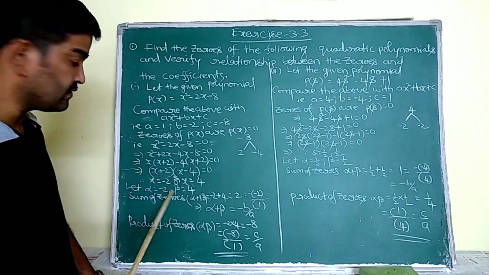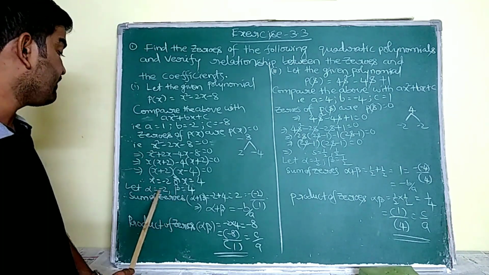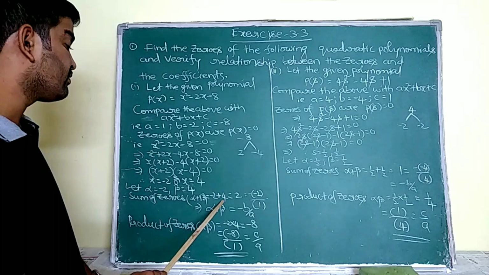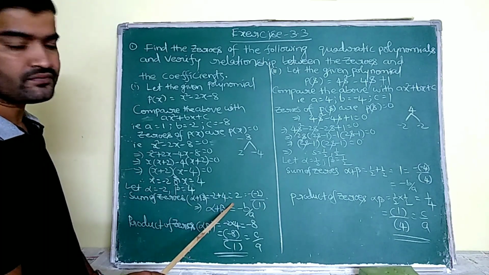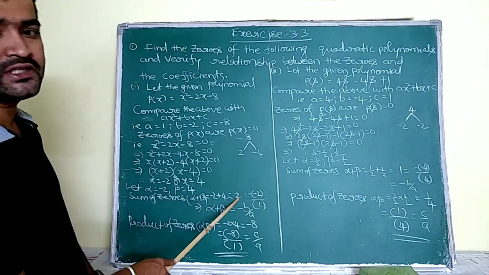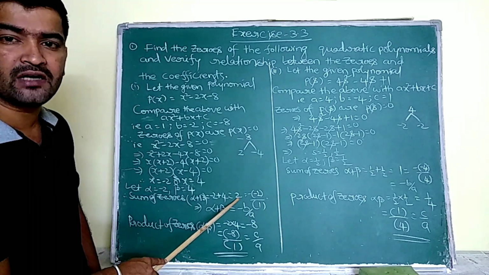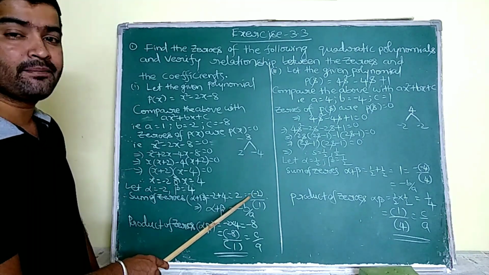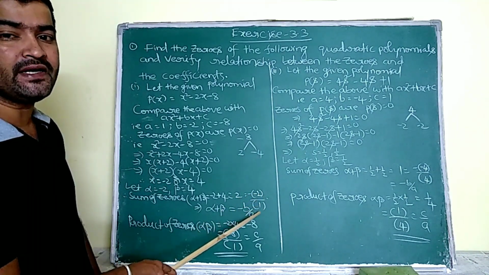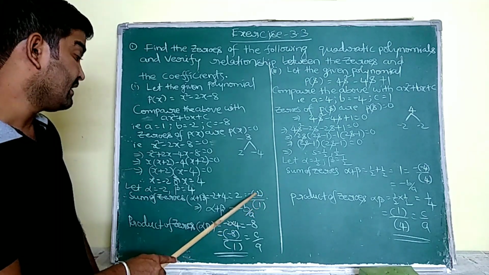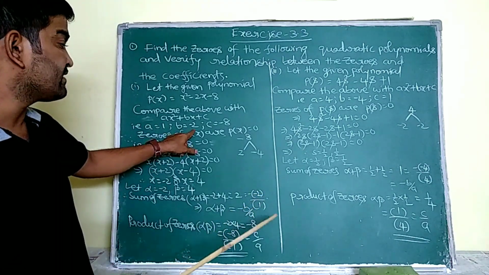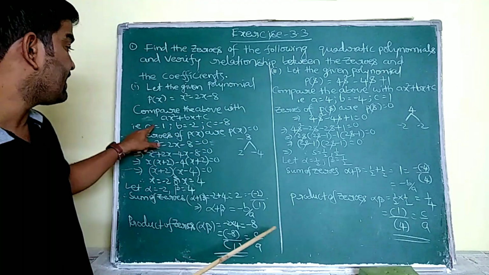So find the sum of zeros. Sum of zeros means alpha plus beta, that is minus 2 plus 4, which is equal to 2. Now, is this obtained result 2 equivalent to minus b by a or not? We have to see. For that, just write minus of b by a, with empty brackets for b and a. In the place of b, write minus 2, and in the place of a, write 1.